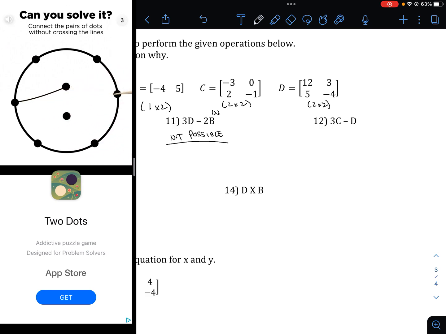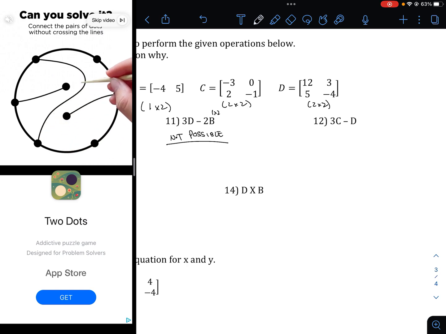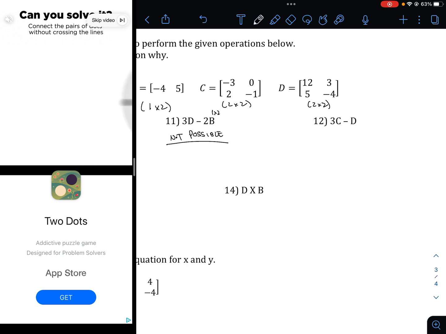Oh man, look at that. Can you solve it? Silliness. Skip video. Come on.